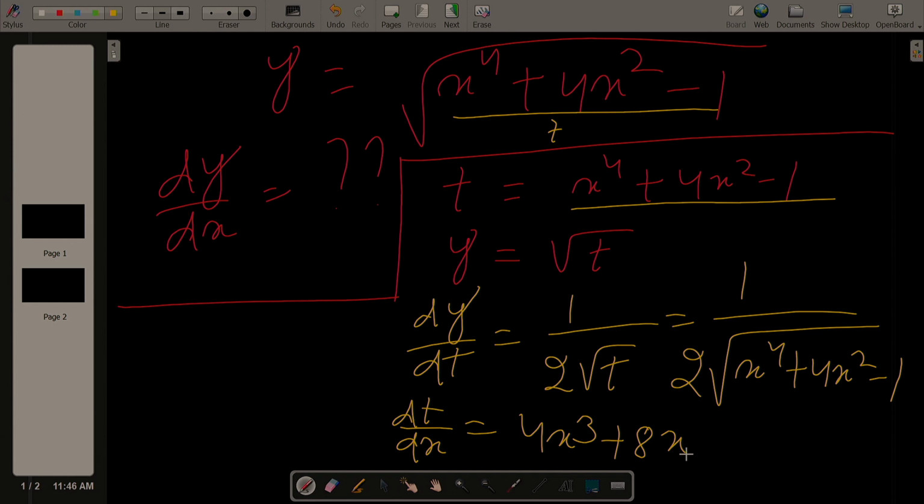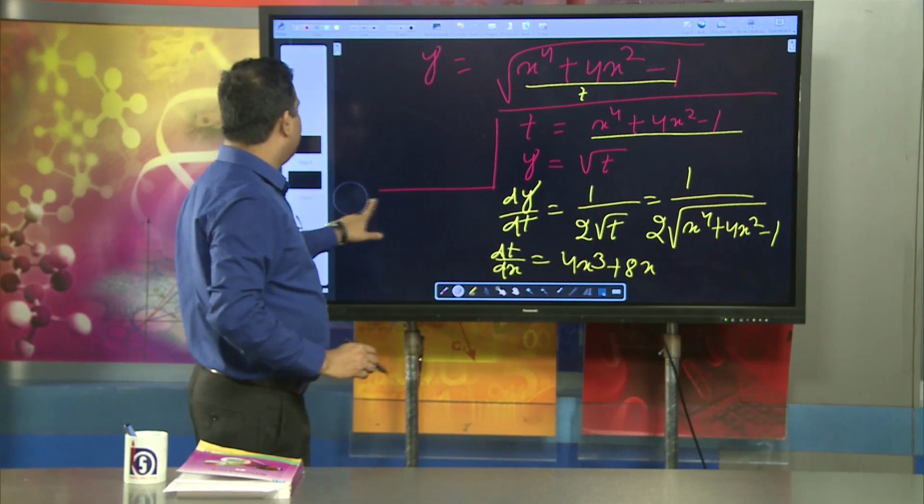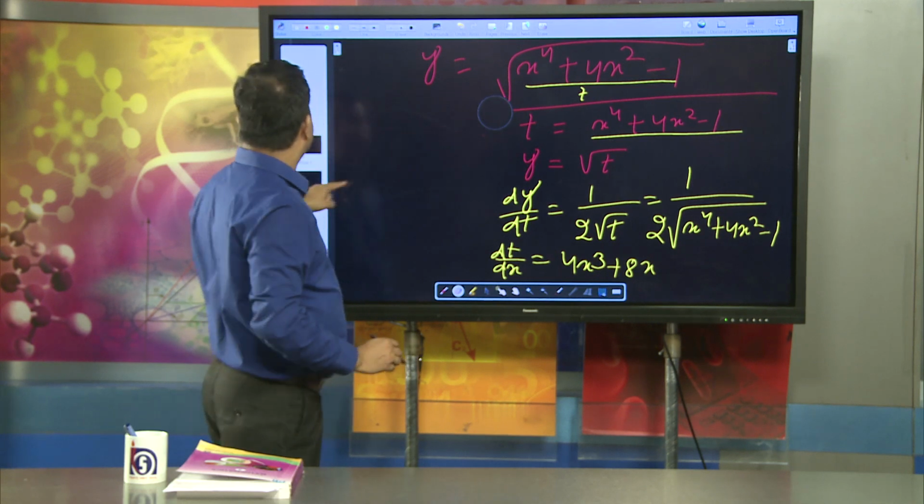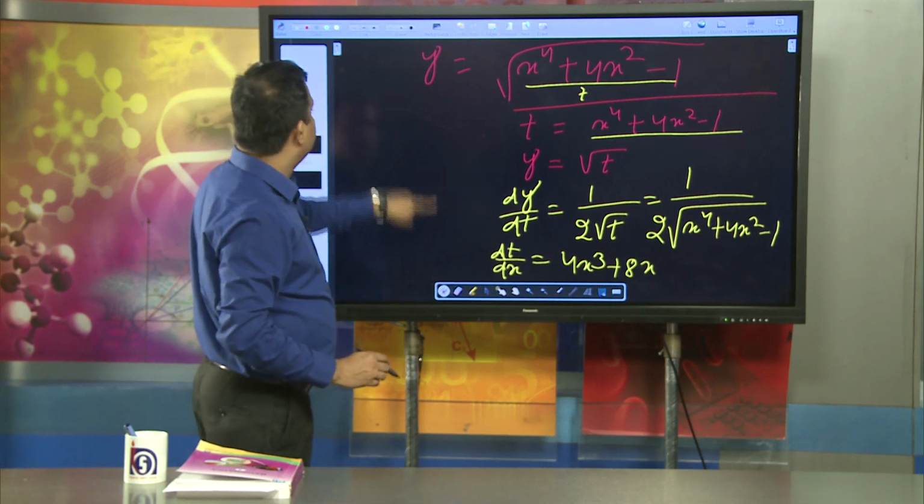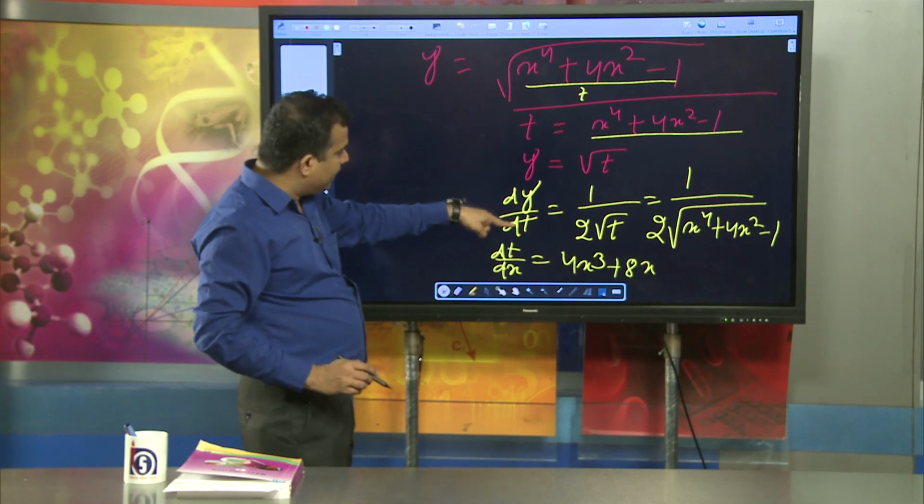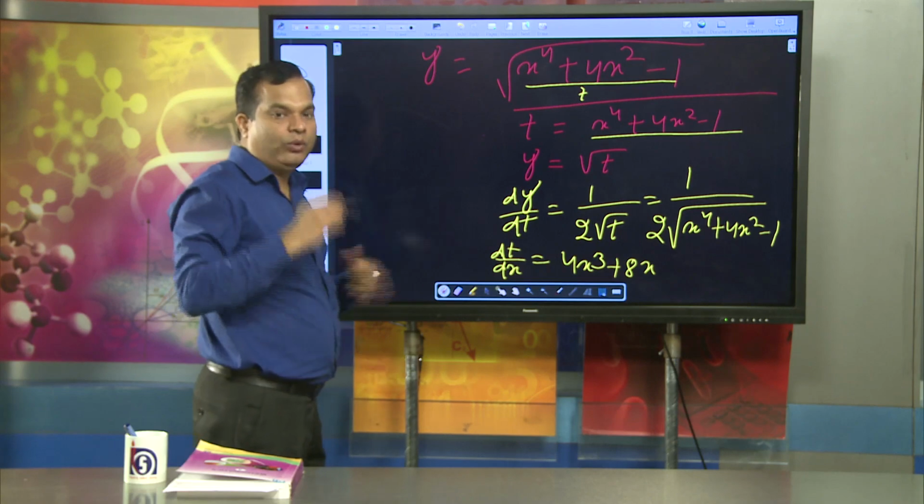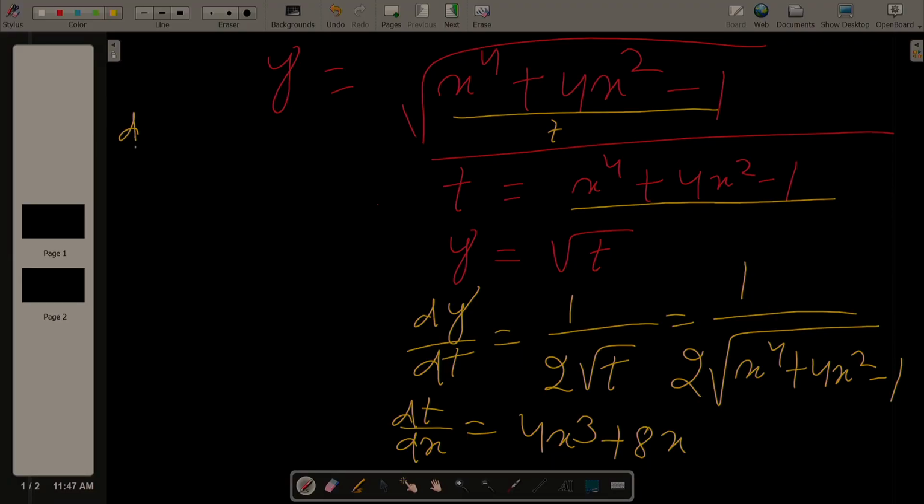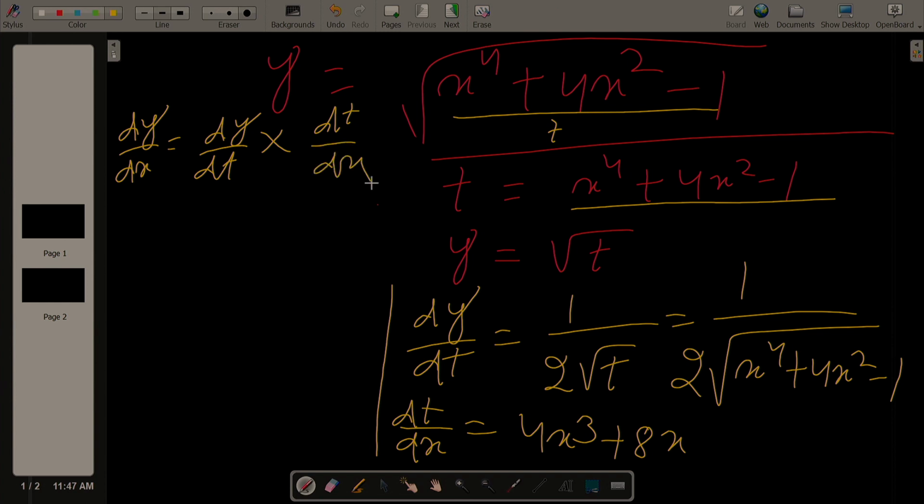Okay, that minus 1 equal to 0. Now what will we do here? That is a very important thing. We have y equal to this part, and we find dy by dt; dt by dx we already found, and we are going to find out dy by dx. dy by dx I can write equal to dy by dt multiplied with dt by dx, nothing but equation 1 multiplied with equation 2.